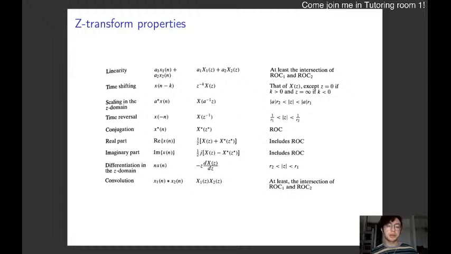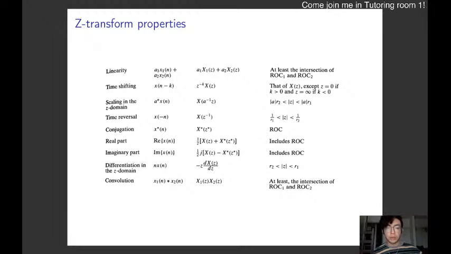And then we also get time reversal. If we reverse in time, we just plug in z to the negative 1. We just flip z. Conjugation, you get conjugation in the z domain. And there are a lot of these others.